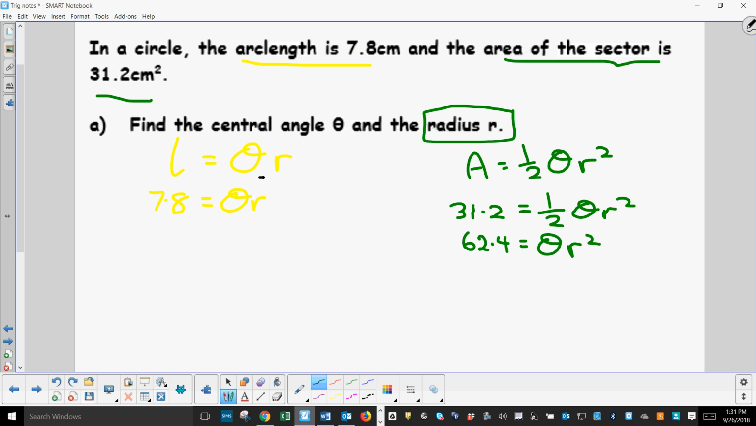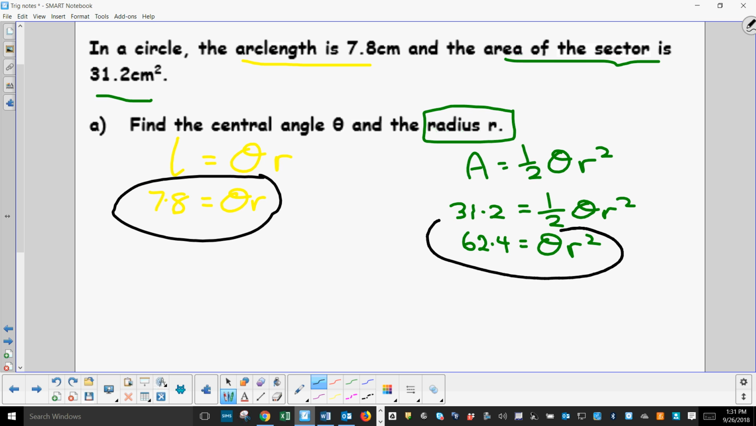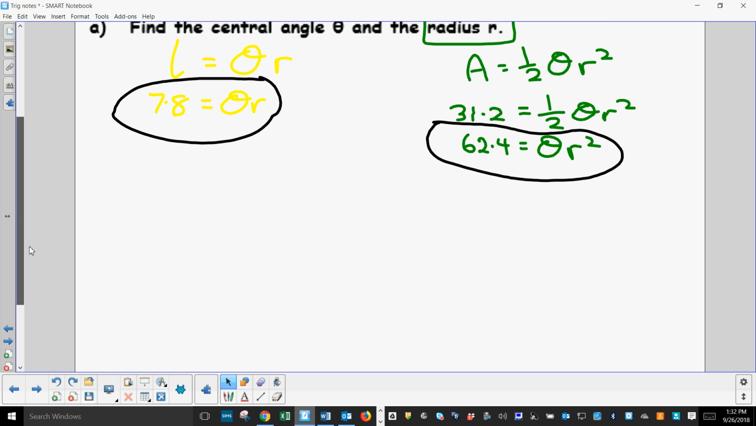So I'm just going to circle those because they're ready. Remember simultaneous equation kind of things? They're almost simultaneous. If I take the green one and divide it by the yellow one, what's theta r squared divided by theta r going to cancel down to? R. So that's what's awesome about dividing the area formula by the arc length formula: you'll be able to solve for the radius.